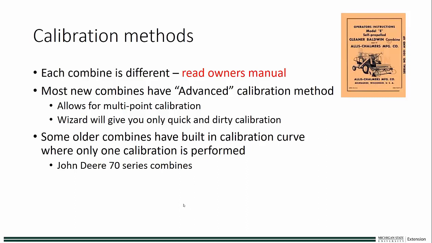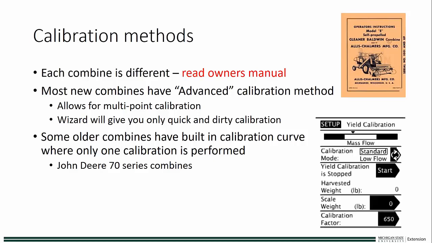Now, some of the older combines that have yield monitors have a built-in calibration curve where only one calibration or sometimes two calibrations is performed, and you can't do the multi-point calibration. The display on one of those looks like this one here. This is off from a John Deere 70 series combine. And so you can see it's got two different flows, mass flow loads here.